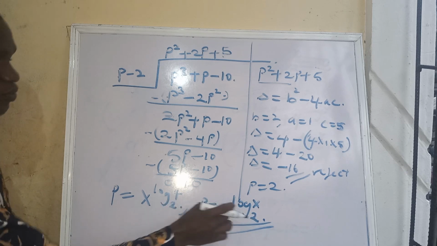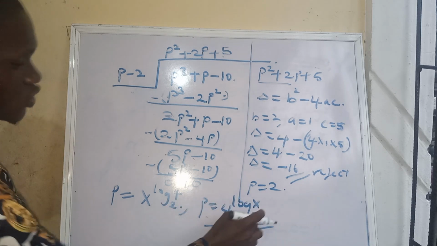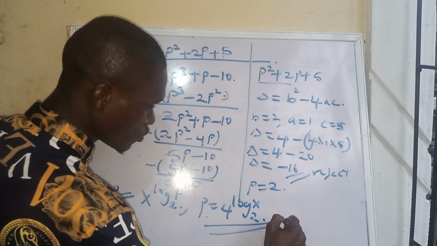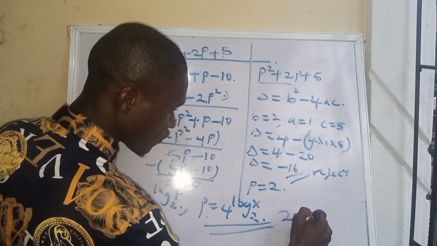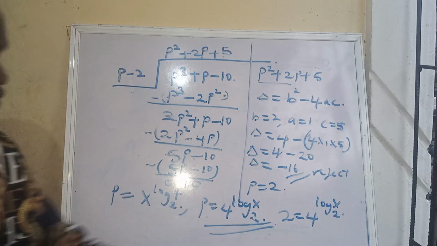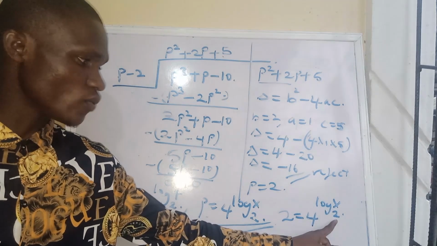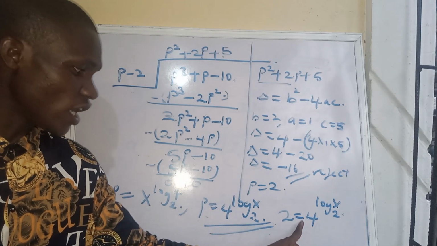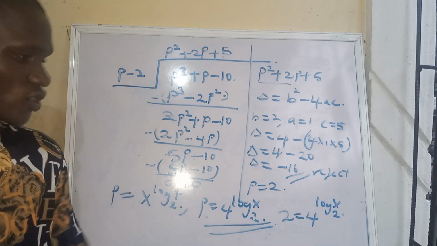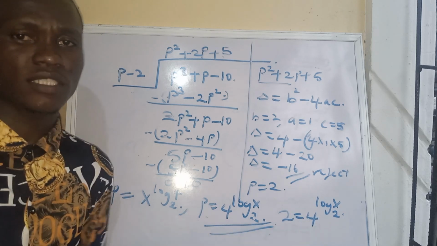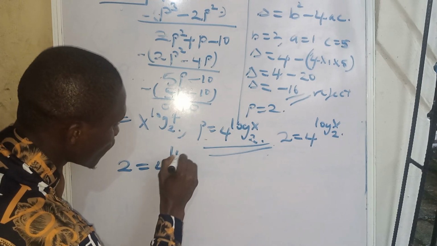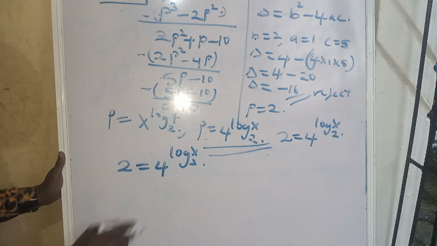We are going to pick P is equal to 4 to the power of log x to base 2. And we know our P is equal to 2, right? So we can say 2 is equal to 4 to the power of log of x to base 2. From here, we can look for the value of x. So let's see how we can do that. Since we got to this, we can say 2 is equal to 4 to the power of log x to base 2.